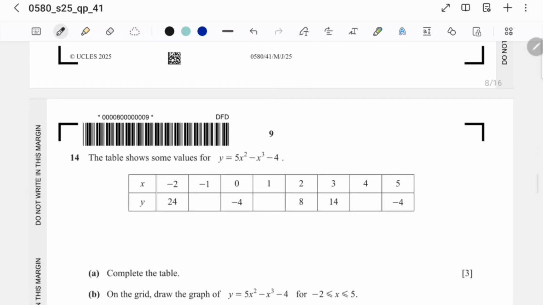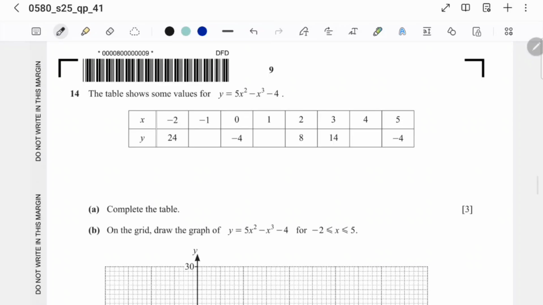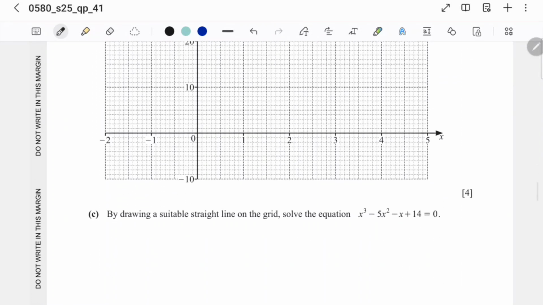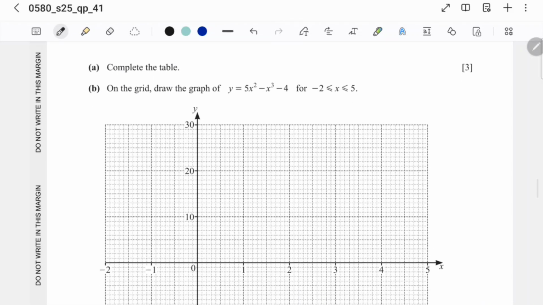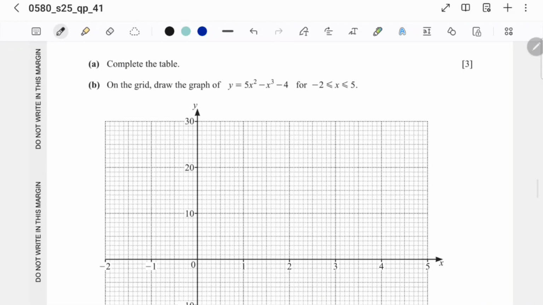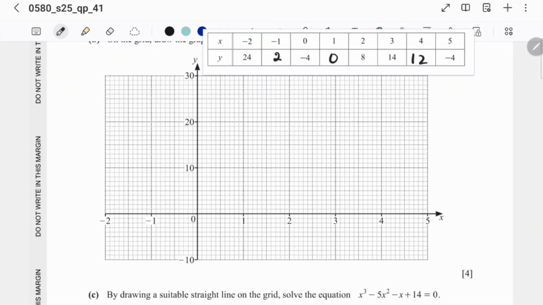The next question is of graphs. y is equals to 5x square minus x cube minus 4. Substitute the value and get your answer. For minus 1 it's coming 2, and then 0 and 12. Just plot the points, and then on the grid draw the graph of y is equals to 5x square minus x cube minus 4, and it's a 3 marks question. Just quickly plot it and draw with a smooth curve.